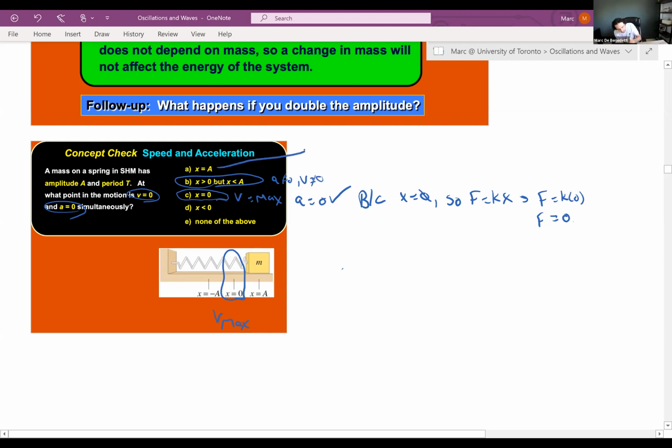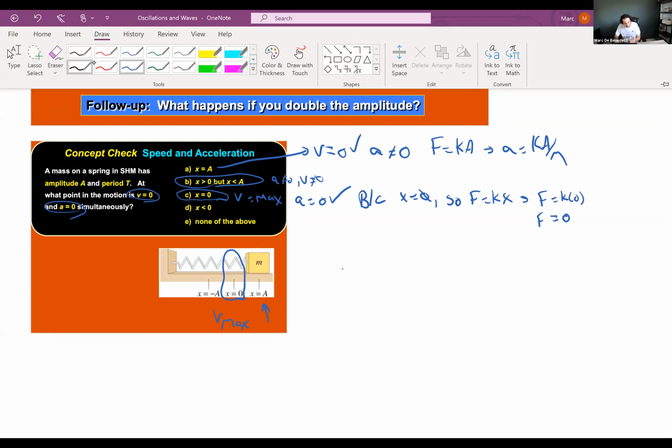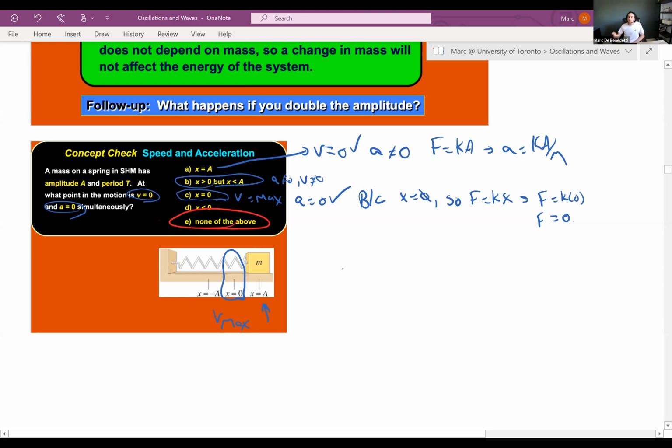Now, at x equals A, over here, it is at rest. Because if there was a non-zero velocity, then it would just keep moving to the right. It would keep moving forward, and then A wouldn't be the amplitude if there was a larger x value. So by definition, since it's A, the amplitude, it never goes beyond that, which means at that point in time, momentarily, the speed is 0. But the acceleration is not 0 because F equals Kx, which means your acceleration is going to be Kx over m. So it's a non-zero acceleration. So the answer is in fact E. None of them. There is no place where both the acceleration and the velocity come to 0.